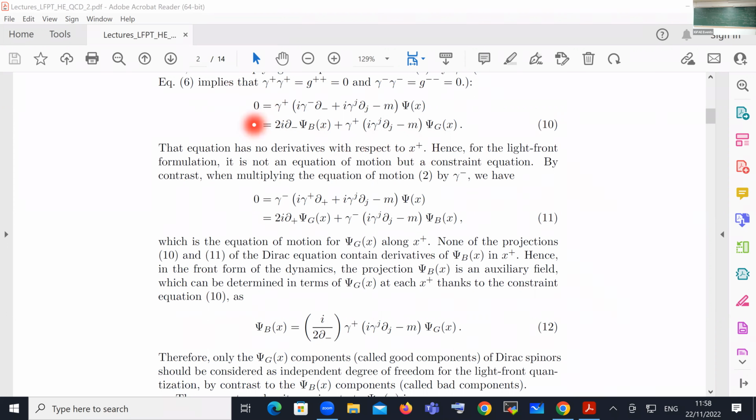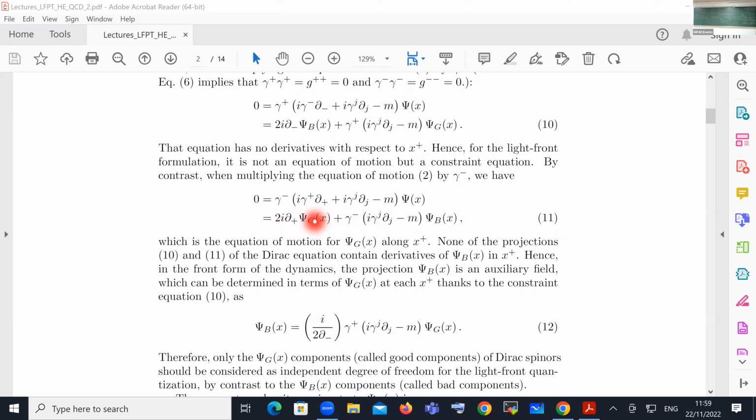On the other hand, if you multiply by gamma minus instead of gamma plus, you get a similar simplification, except that now you remove the term with the minus derivative, so you get only the plus. And now eventually you arrive at this. So now you see there is a derivative in x plus for the psi G component, and not for the psi B. So instead of having one Dirac equation for a field which has 4 components, now we have 2 coupled equations for field projections, which each have two components actually. And there is only this guy here as a derivative with respect to x plus.